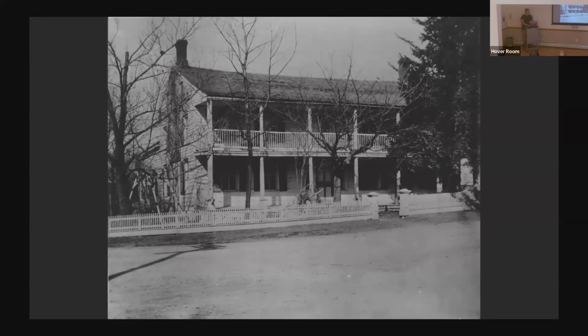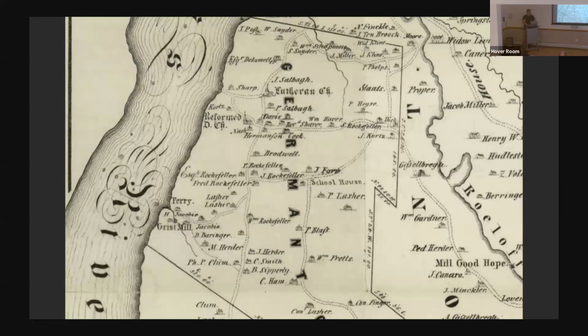I'm going to move on to Philip Rockefeller. He's one of the other gentlemen who's elected to represent German Camp in the Albany County Committee of Correspondence. You can see he's represented here, P. Rockefeller. The Wigram map is kind of remarkable because Lower Main Street is not here at all. The Courts is up here.